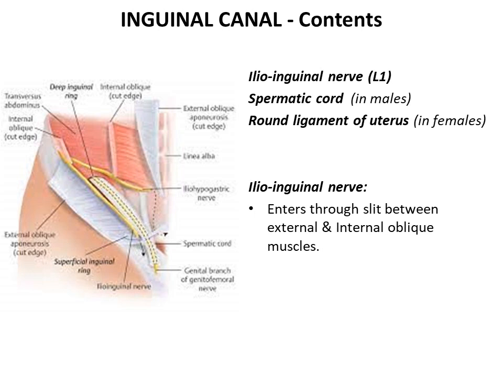However, the ilioinguinal nerve enters through a slit between the external and internal oblique muscles. It lies anterior to the spermatic cord and emerges from the superficial inguinal ring.